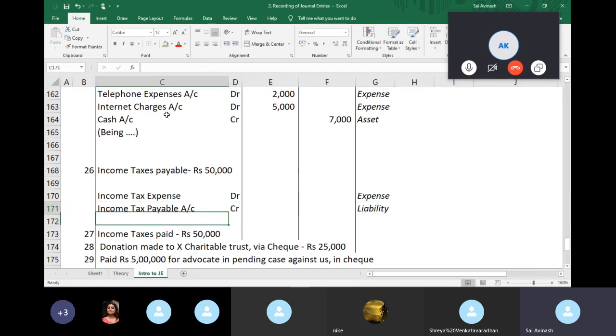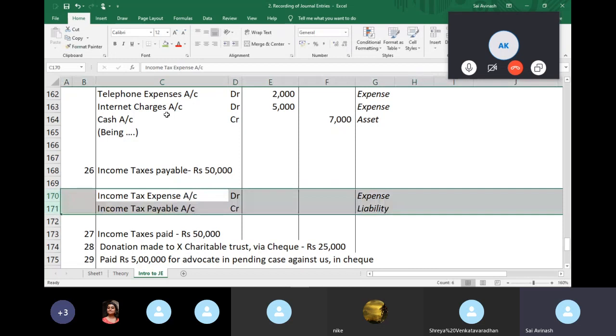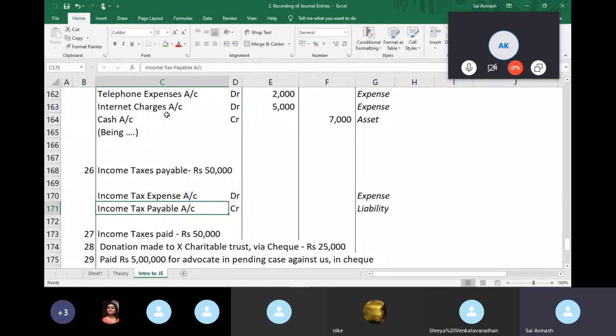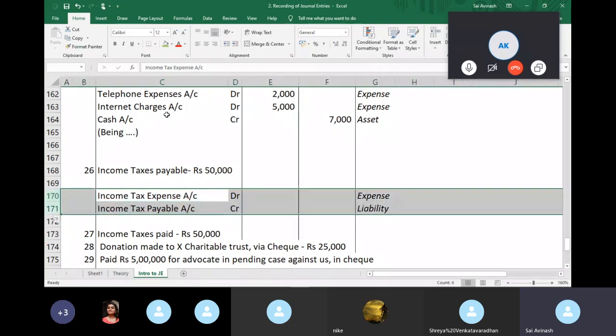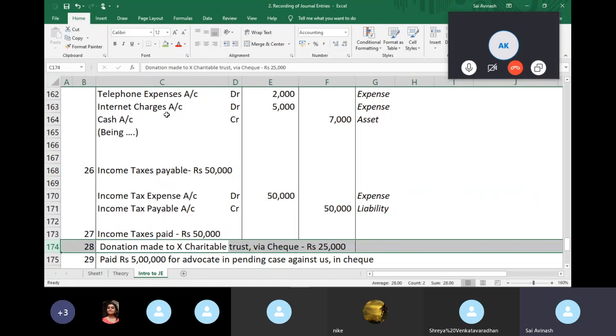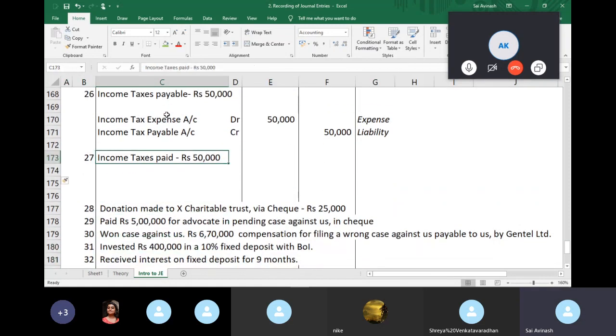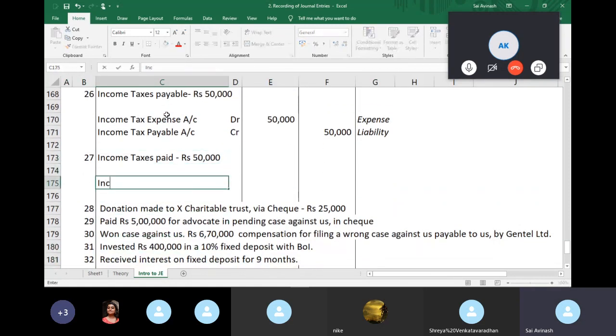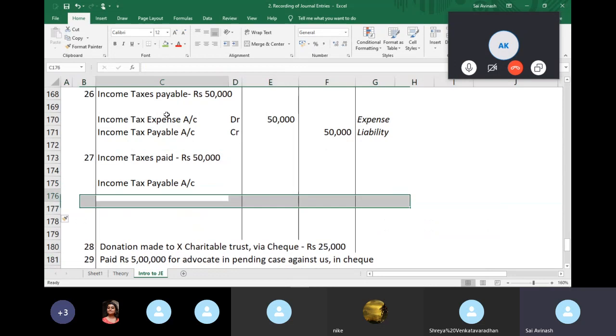So I'm just creating the name based on what I feel. You can also create an income tax liability account. It's not a mistake. As I said, the name is not important. What it represents is important. 50,000 and 50,000. So when income tax is paid, I'll go ahead and create the income tax payable account. I know that the account is involved.